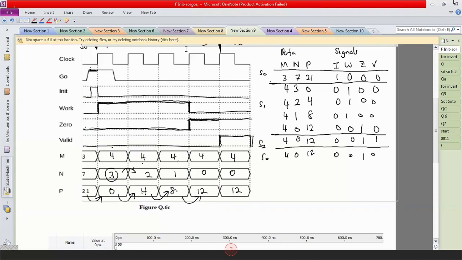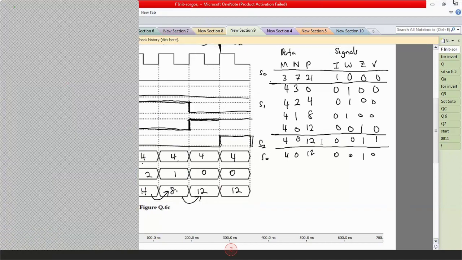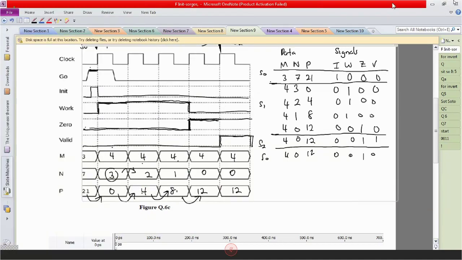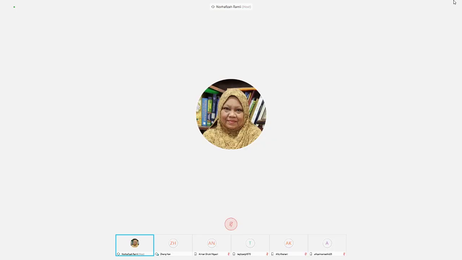Okay, good. This is the way you learn, you do simulation. I myself also, before I make a question paper, I make the question and simulate as well, so that I can see whether my marking scheme is correct or not.